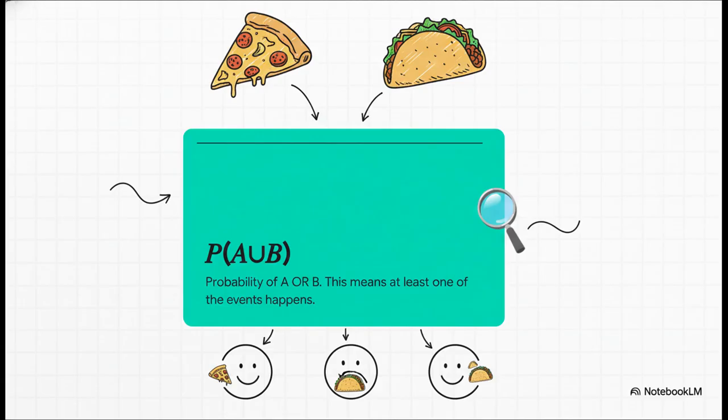All right, let's move on to our next symbol and see how this all starts to build. See this U shape? That's the symbol for OR. So P of A or B is just asking for the chance that at least one of these things happens. A great way to think about it is ordering food. What are the chances you'll have pizza or tacos for dinner? I mean, you'd be happy if you got pizza, you'd be happy if you got tacos, and you'd probably be pretty happy if you somehow got both, right?